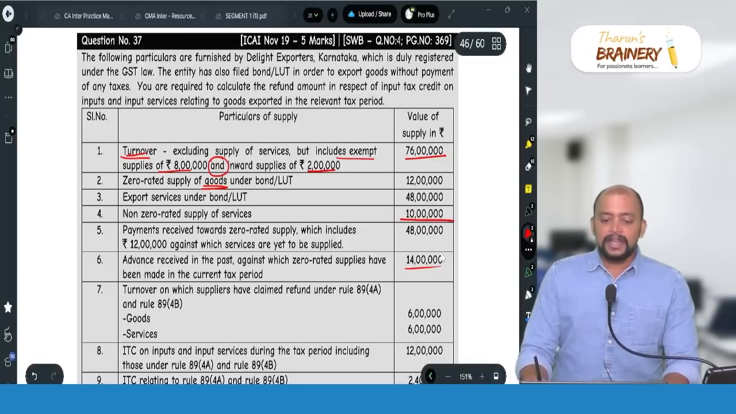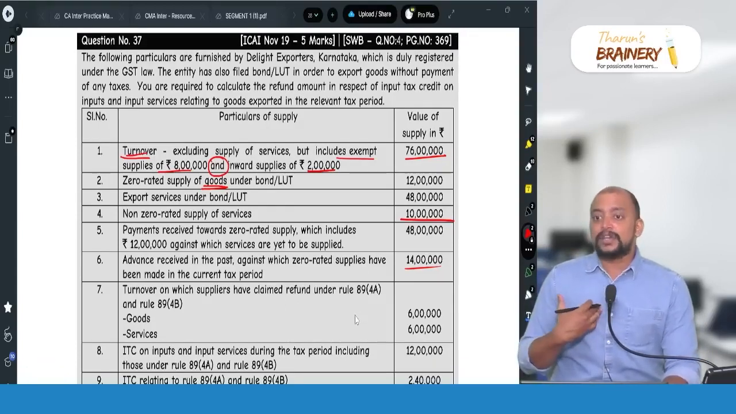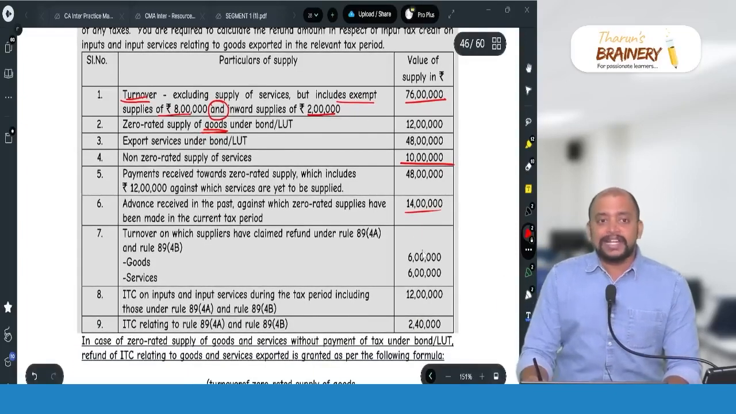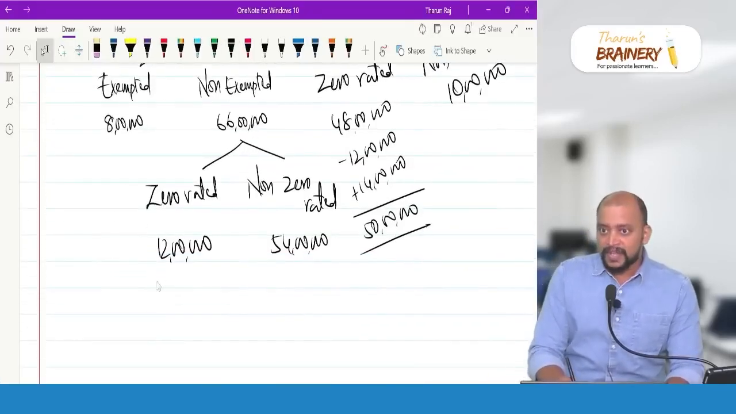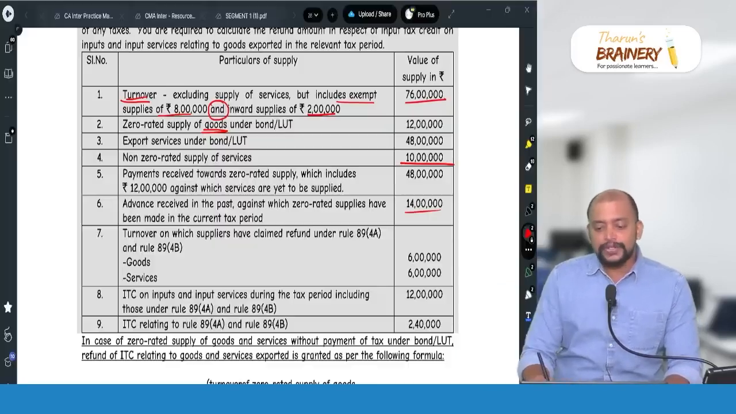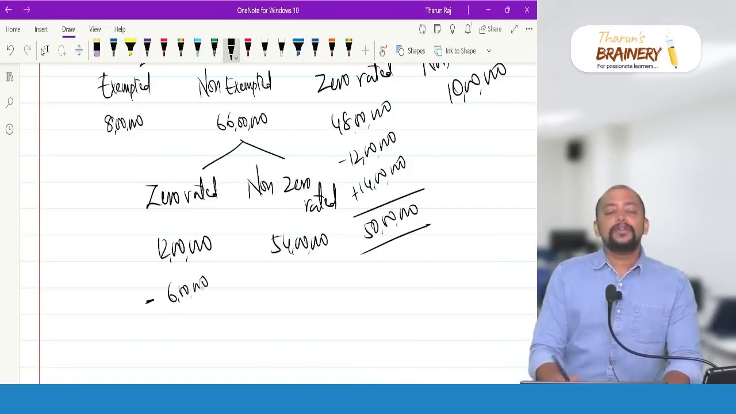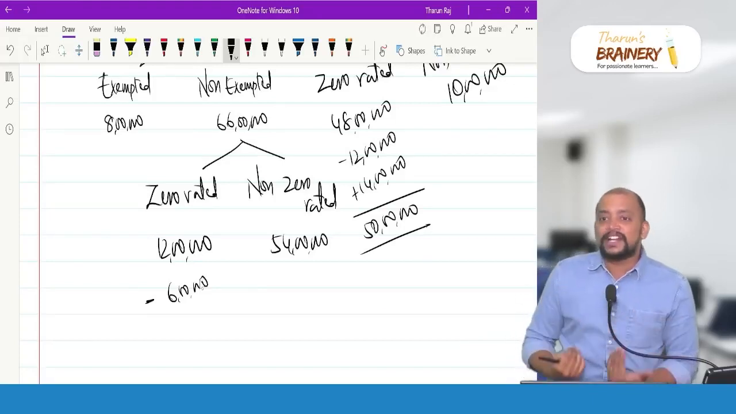Next, turnover on which suppliers have claimed refund under rule 89(4)(a)(4)(b). Whenever we take zero rated turnover, we should take out the turnover on which refund is already claimed. What is the zero rated turnover? 12 lakhs. From the 12 lakhs, we should reduce only 6 lakhs. Why, sir? Sir, we don't have services under deemed exports. We have only goods under deemed exports.